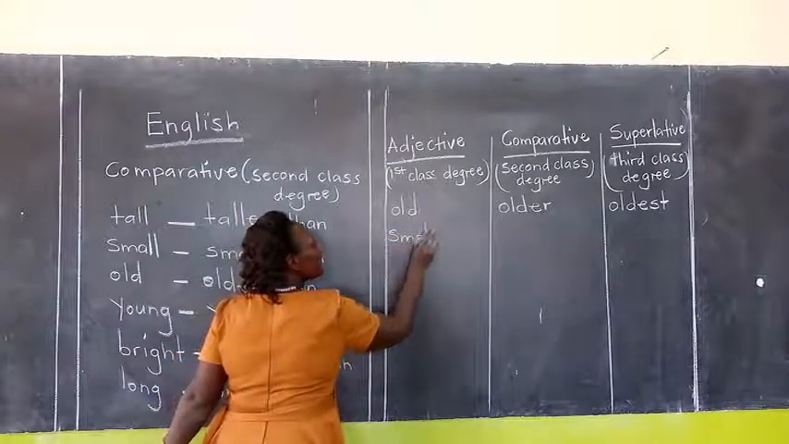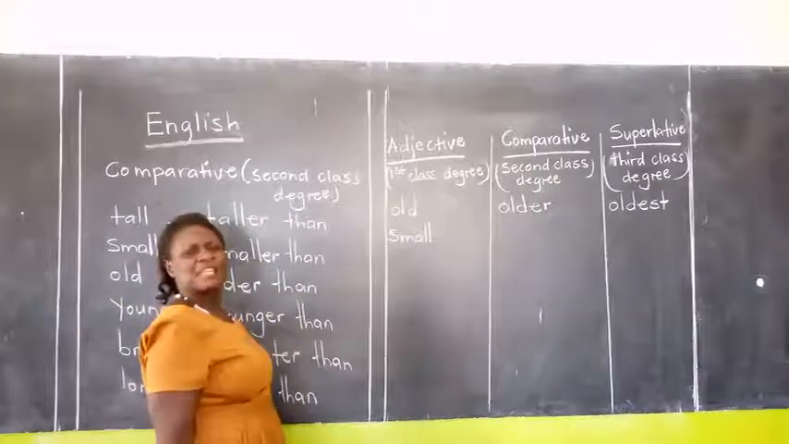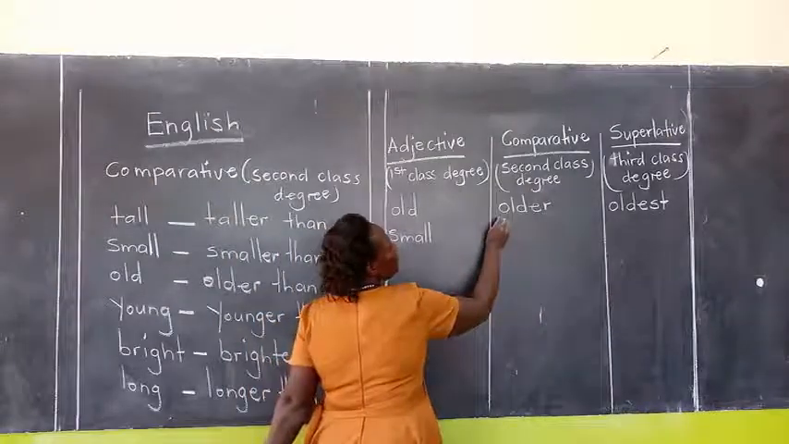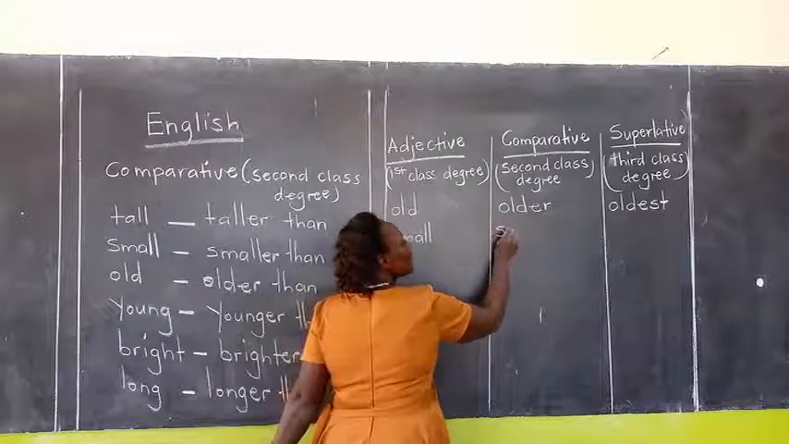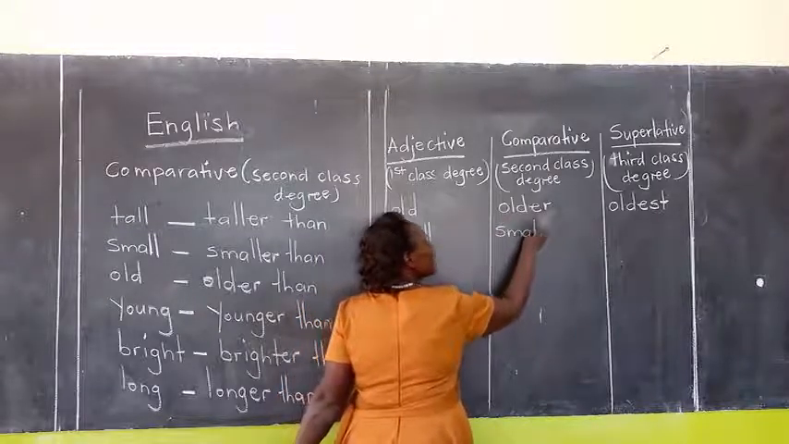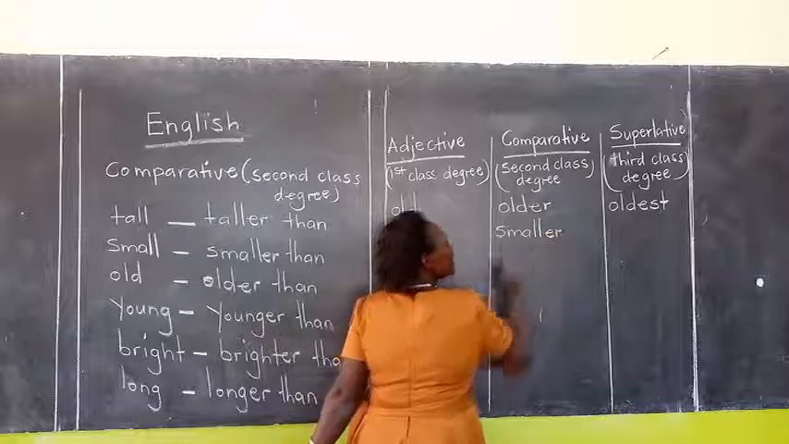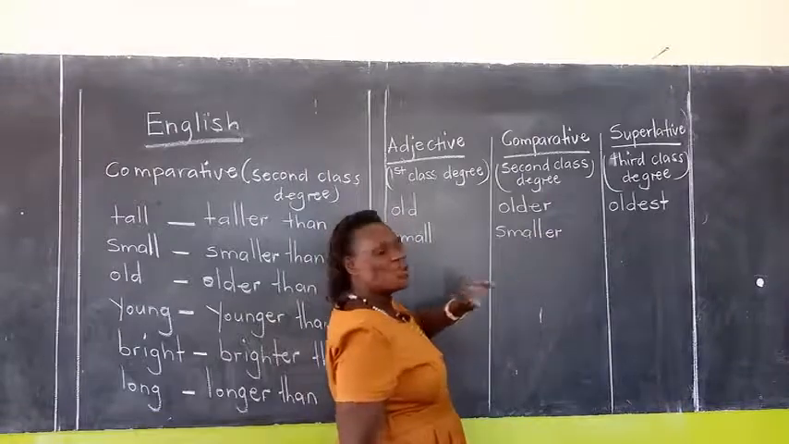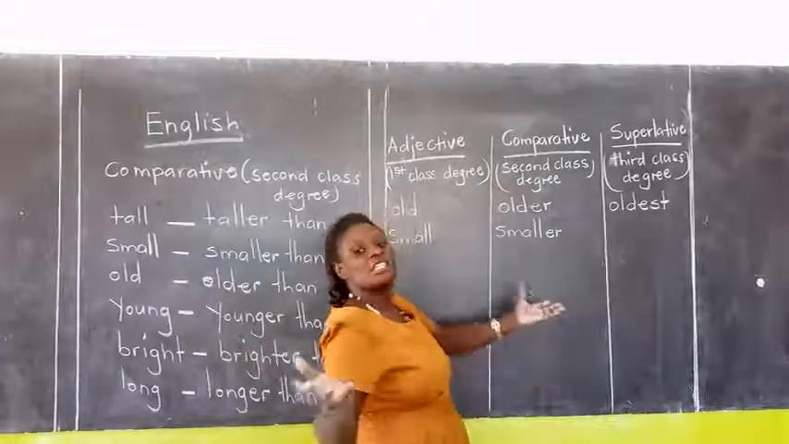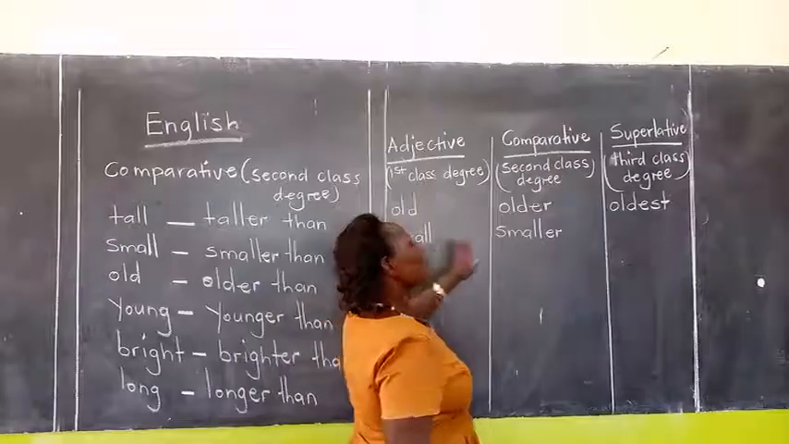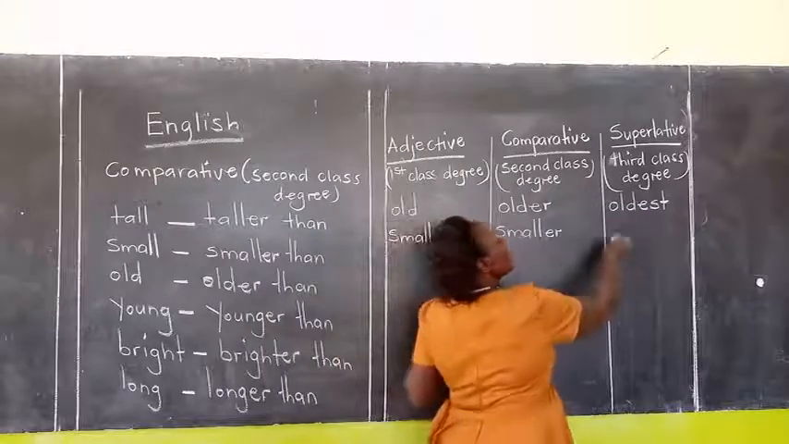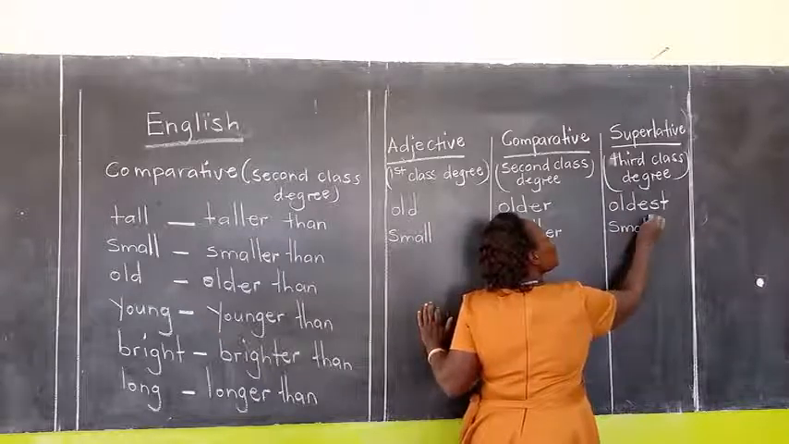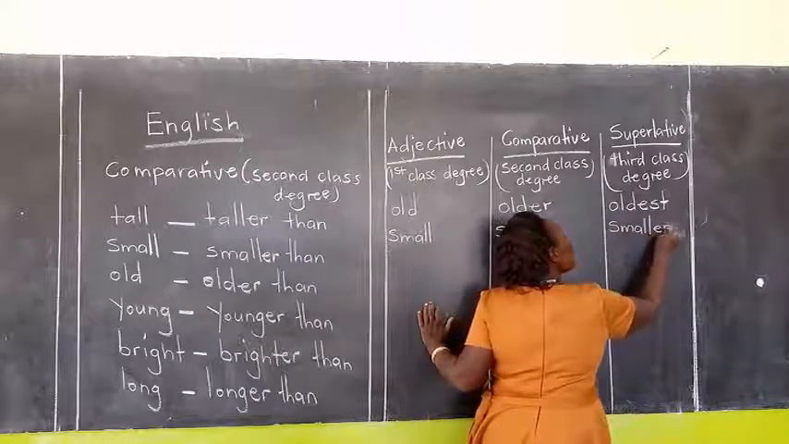That girl is small. But again, when they bring another one, you see that the other one is a little bit extreme. Then small, smaller. That is the second class degree. We add ER. And when it comes to the structure form, there should be "than" when you are explaining it in sentence form. Small, smaller. Then the third one is smallest. Small, smaller, smallest. You just add EST.